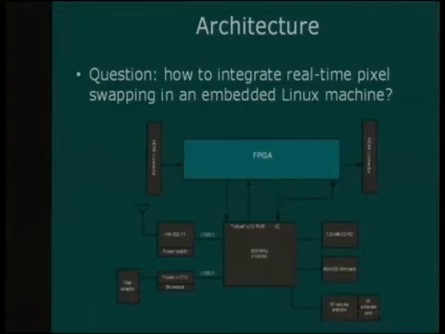The architecture that we use to do it involves an FPGA that sits in line on the HDMI bus, and then a little Linux computer here. In the Covan case, the FPGA just looks like an RGB LCD interface, so it just gets data in from the frame buffer. The question is how do we get real-time pixel swapping in an embedded Linux machine? We have to synchronize the frame buffer and the redraw rate inside of the Linux machine, pixel by pixel, accurate to the incoming HDMI stream.